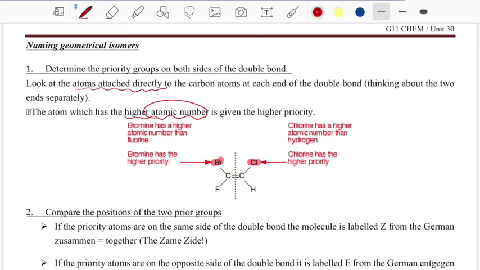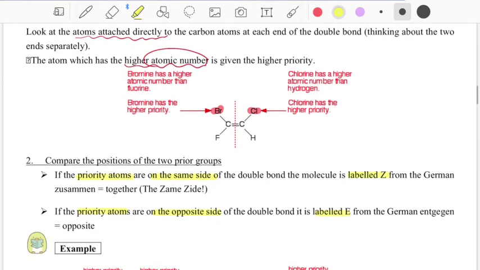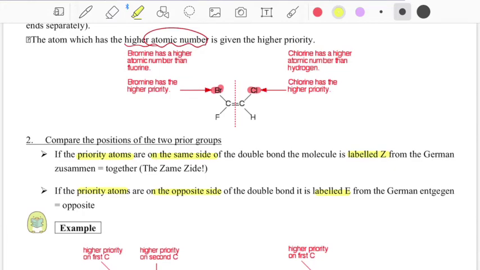So if in this case they are placed on the same side, then we label it as Z isomer. If the priority atoms are on the opposite side, then we label it as E isomer. So remember, Z is similar to same side, so that's Z. And for the other one, opposite side, it should be labeled as E.